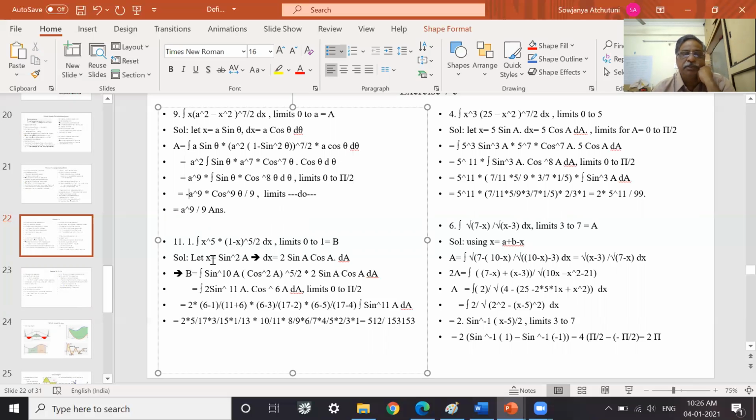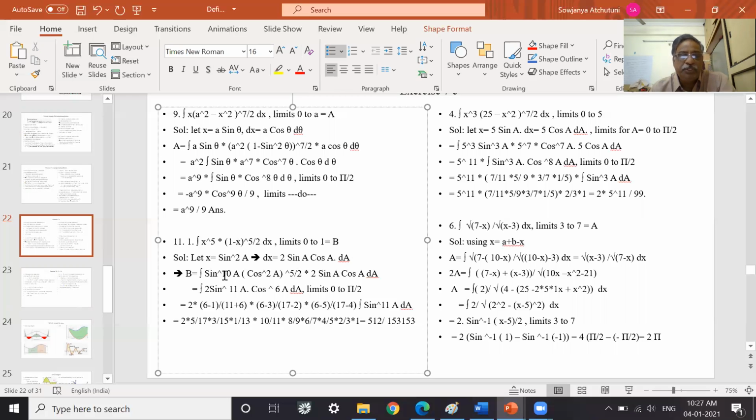Let us see another problem. What I am doing finally is converting it to integral sine to the power of m theta, cos to the power of n theta. Similarly, x to the power of 5, (1 minus x) whole to the power of 5 by 2 dx. I want it in terms of squares. If I put x is sine theta, it's not solving my problem because the root is there. So I need x is sine square theta. So dx is 2 sine theta cos theta d theta.